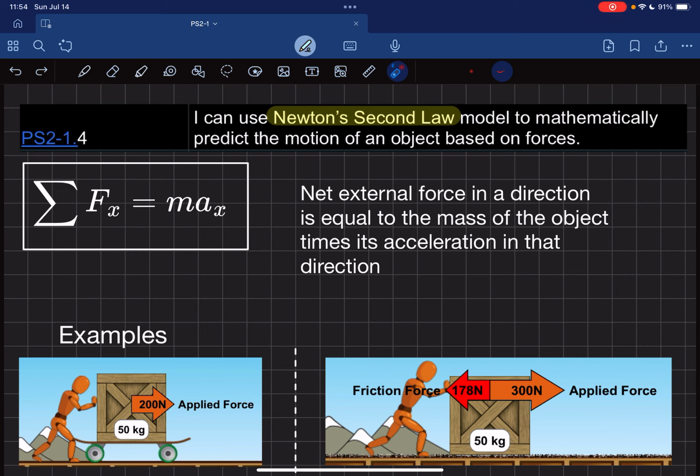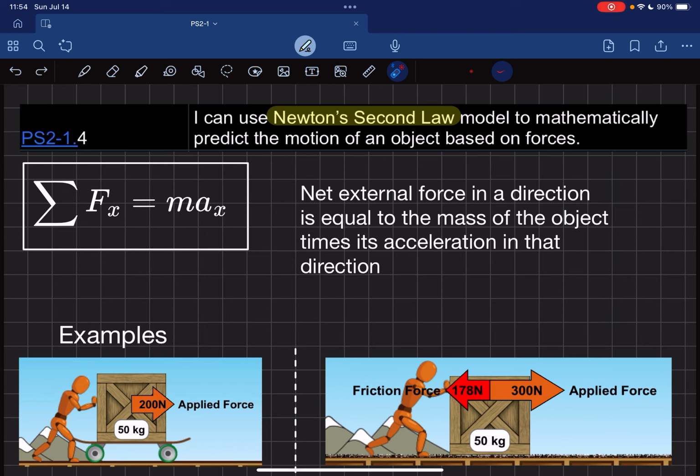The net external force in a direction is equal to the mass of the object times its acceleration in that direction. And I want to be very specific about that. This mass is in regards to the object that is accelerating. And the sum of all forces is in regard to the object that is experiencing those forces. You got to keep track of what object you're talking about.